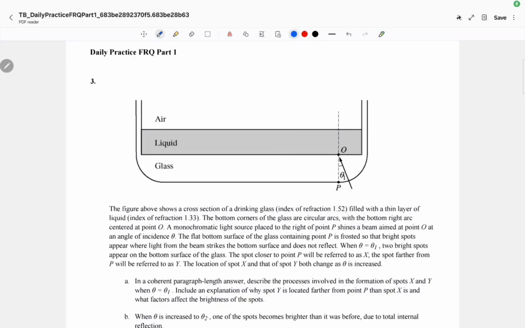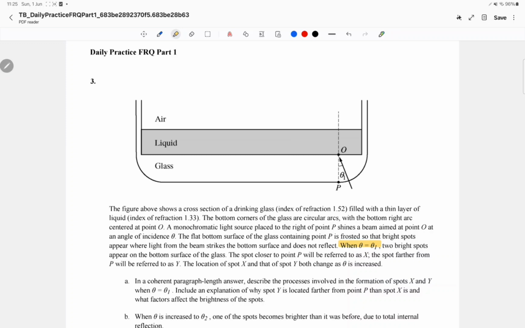The figure above shows a cross-section of a drinking glass. As light goes from the air to the glass, and then hits the liquid interface. Now, when theta is equal to theta 1, two bright spots will appear on the bottom surface of the glass. The spot that's closer to point P is called X.